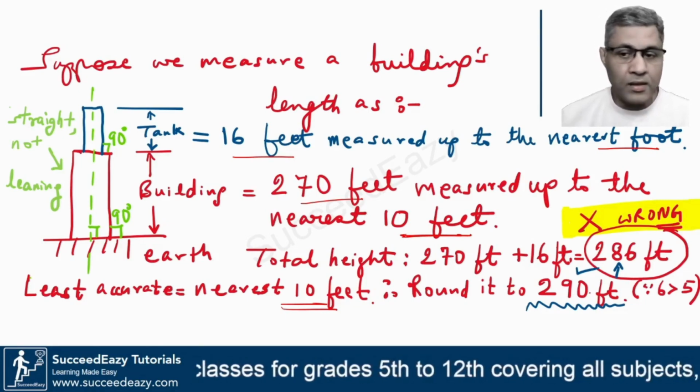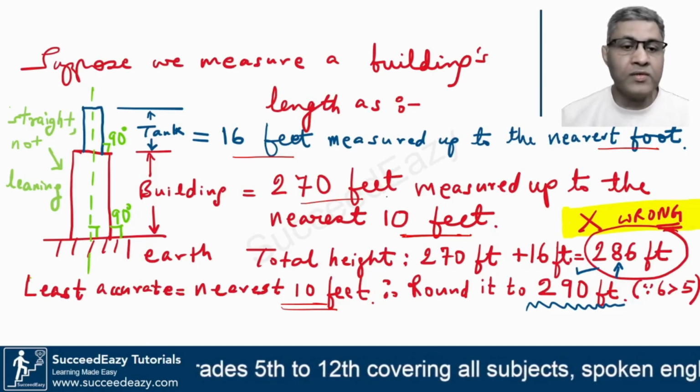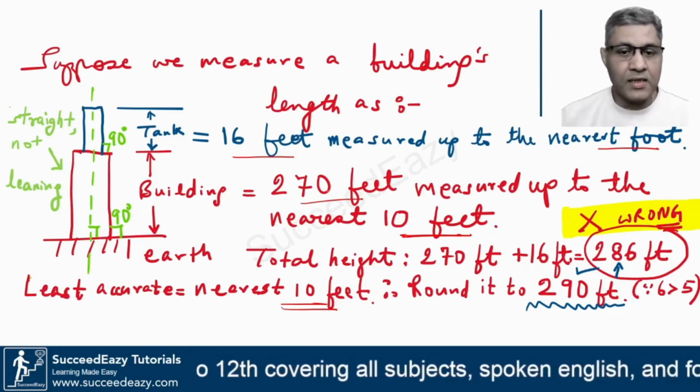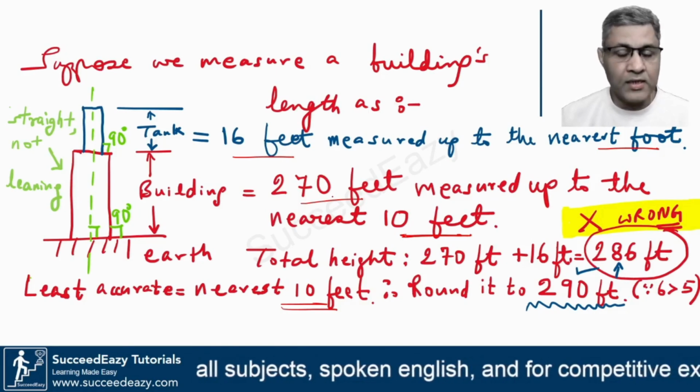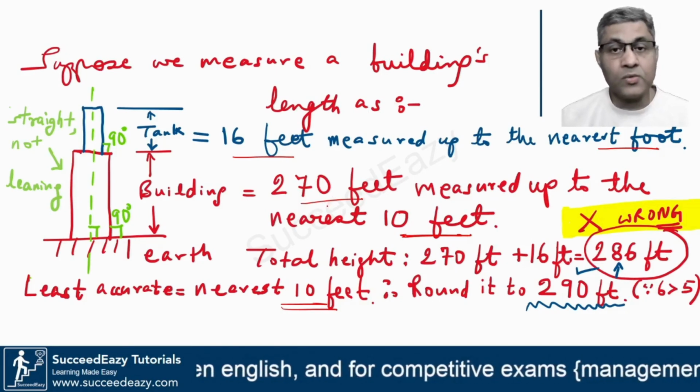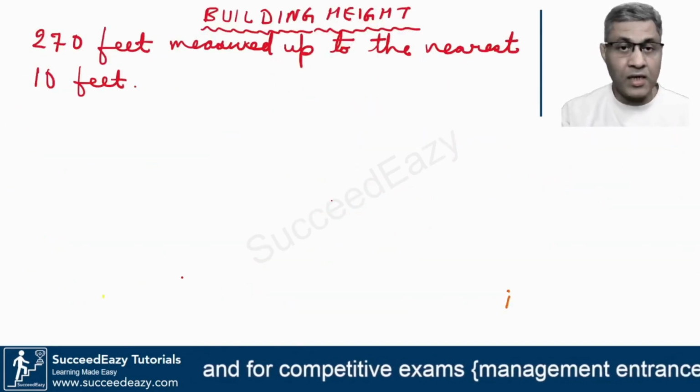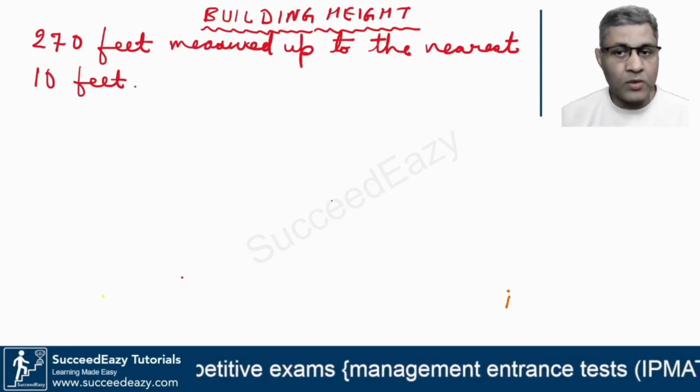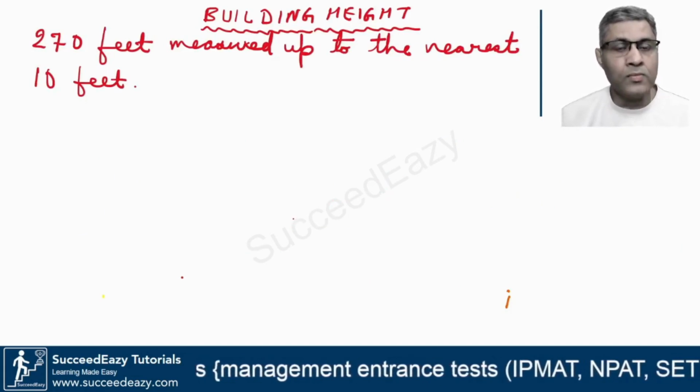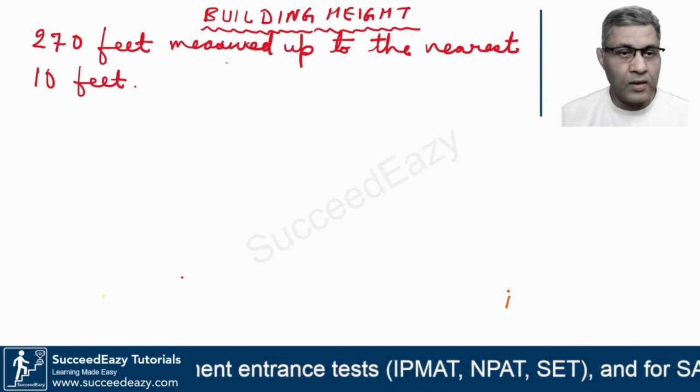Got it? But the point here is, how do we represent this data with the right accuracy in a form in which there is no ambiguity? That's where scientific notation comes to our rescue. So let's take this example now in detail.